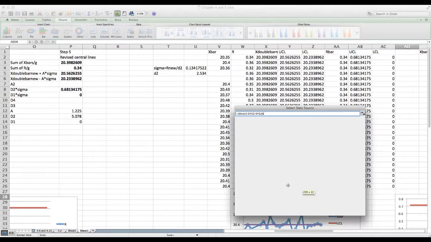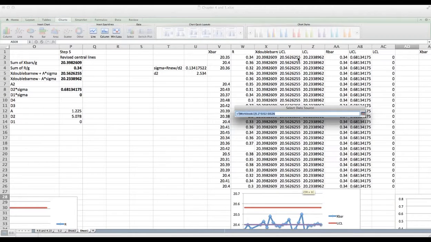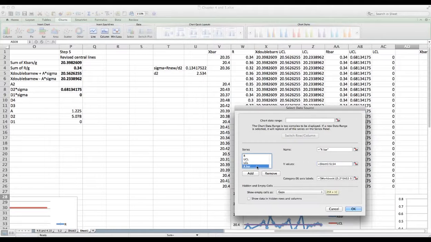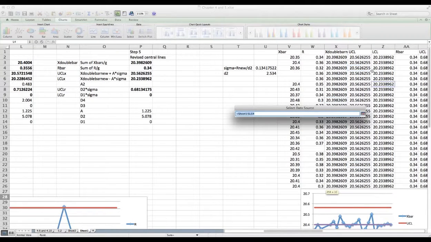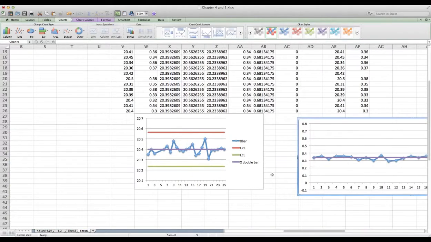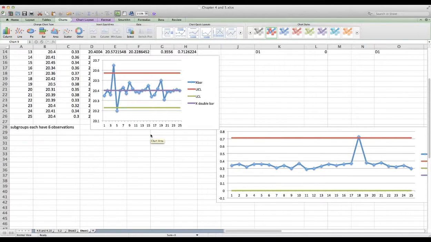I'm going to select all 25 of these. Same thing with the lower control limit. And our revised R bar, 0.34. Now we are done with both. Well, I don't know why these lines are not popping up, but we're done with that one.